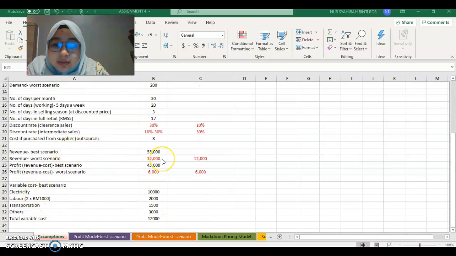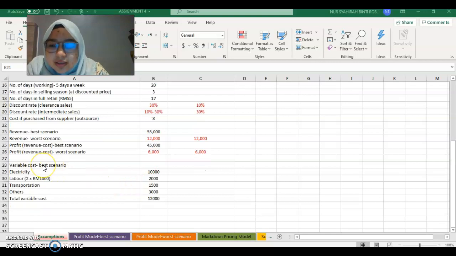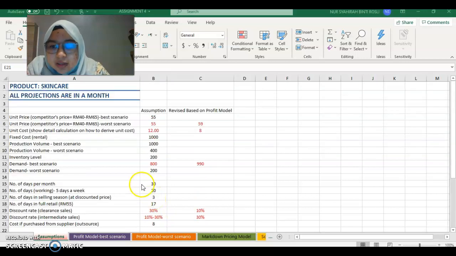The revenue for my best scenario is 55,000. The revenue for worst scenario is 12,000. Profit is revenue minus cost. Best scenario, 45,000. Profit for worst scenario, 60,000. And this is the variable cost for best scenario. For this total, if we divide with production volume for best scenario, we can get the unit cost.